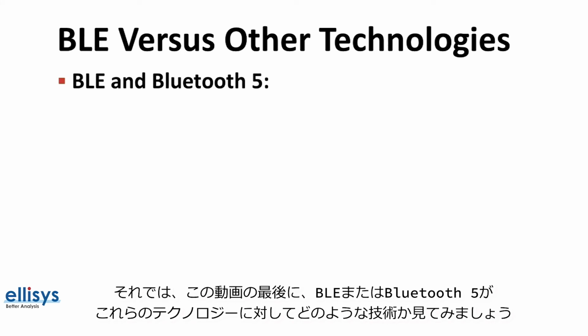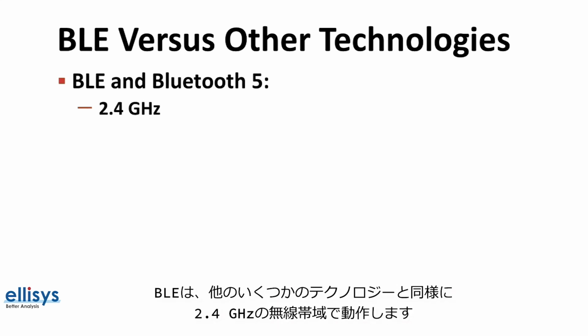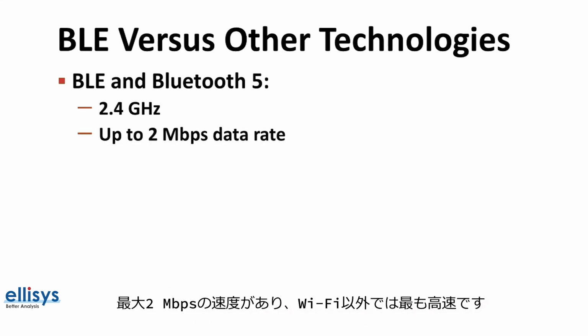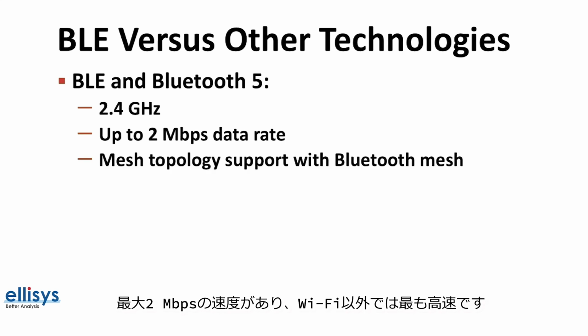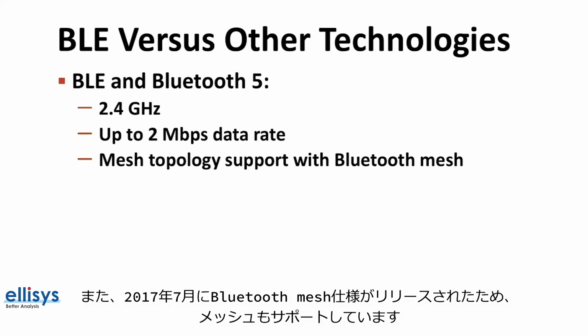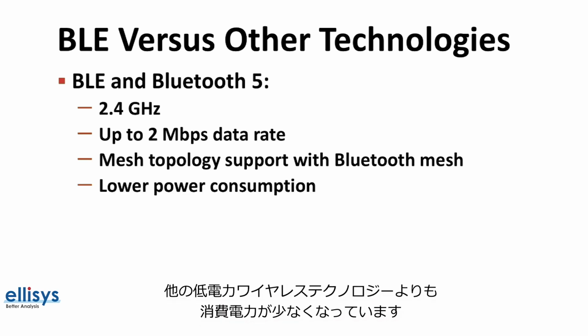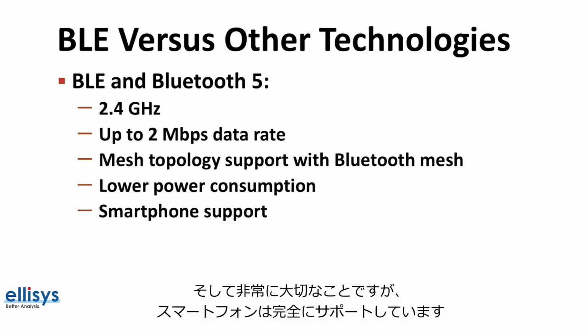Finally, let's take a look at how BLE or Bluetooth 5 compares to these technologies. BLE operates in the 2.4 GHz spectrum, similar to some of the other technologies. But it has up to 2 megabits per second data rate, which is higher than most of the other ones with the exception of Wi-Fi. It also supports mesh with the release of the Bluetooth mesh specification back in July of 2017. It has lower power consumption than the other low power wireless technologies as well. And last but not least, it has full smartphone support.